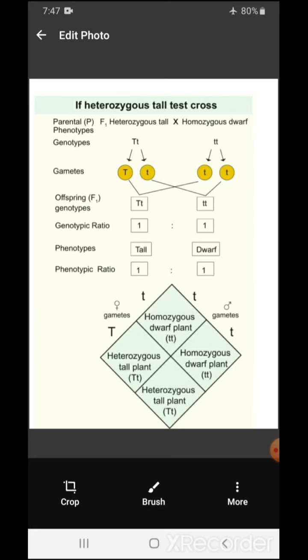Monohybrid test cross ratio is 1:1. So if it is a heterozygous tall test cross, it shows the 1:1 ratio. One tall plant, one dwarf plant, we are getting the ratio 1:1. So that's why the monohybrid test cross ratio is 1:1.